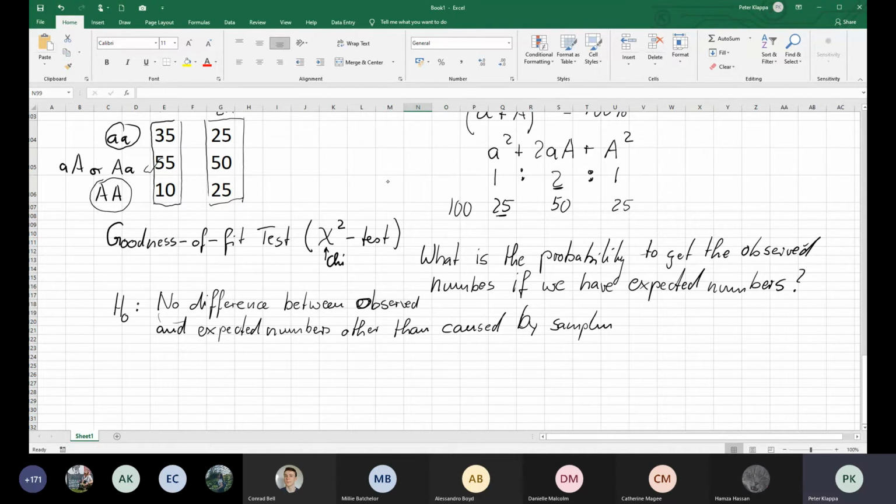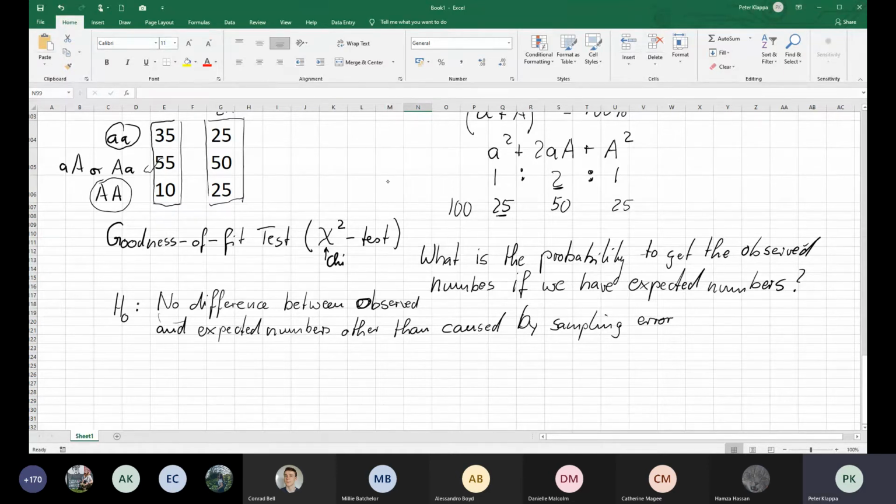Other than caused by sampling error. So any difference that we see here between the 35, 25, 55, 50, 10, 25 is just simply down to sampling errors because we just look at a sample here. The alternative hypothesis would be there is a difference between the observed numbers and the expected numbers, and this can't be just simply explained by sampling error.